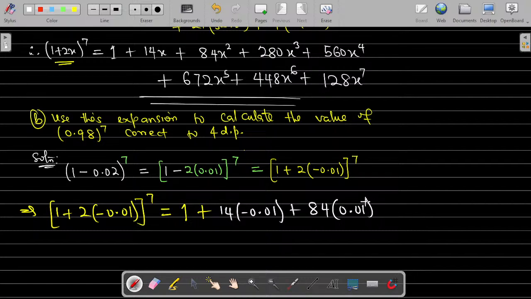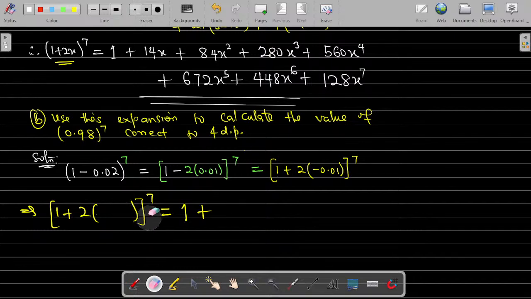Meanwhile, it will be good to put this 0.01 in fractional form. It will make the whole of this work to be very beautiful. So if we put this in fractional form, what is 0.01 in fraction? That's 1 over 100. So this is going to be minus 1 all over 100.